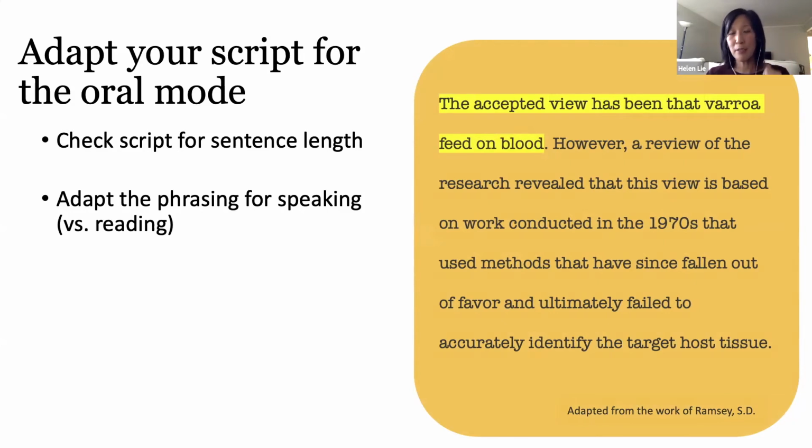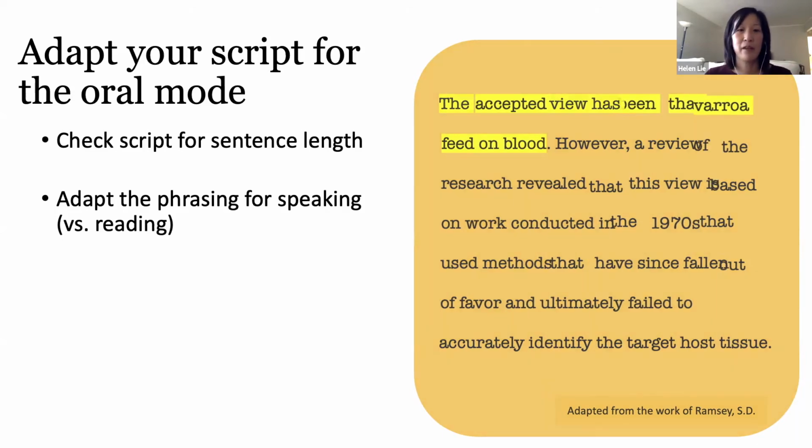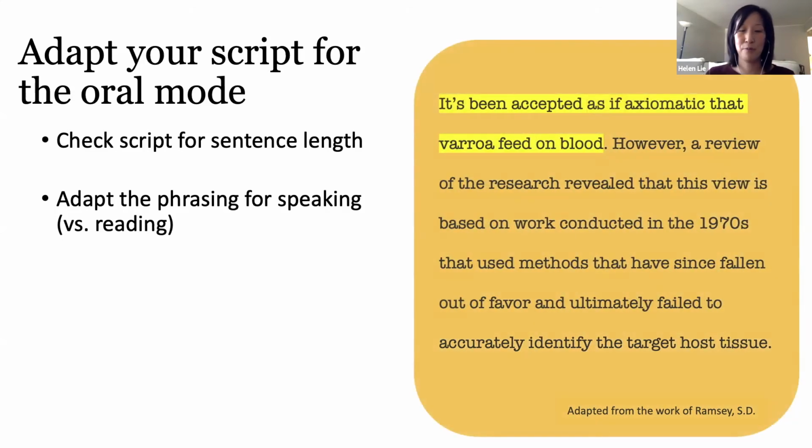But this particular speaker took it a step further and added some style. Now the sentence reads, it's been accepted as if axiomatic that Varroa feed on blood. Isn't that nice? Did you hear the rhythm and the syncopation in that sentence? That's created by the assonance in accepted and axiomatic. I think that's pretty cool. So something to think about. Can you even add some layers of style to your language choice?